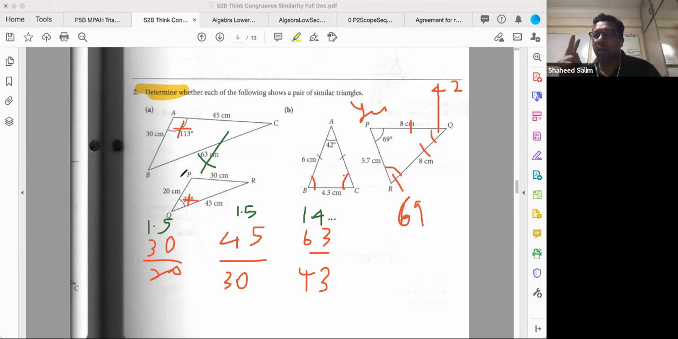So there are only two methods, right? One is to do this number divided by number. You call this the ratio method. And the other one is the angles. If you can show that the angles are the same, confirm they are the same. There's no other method.